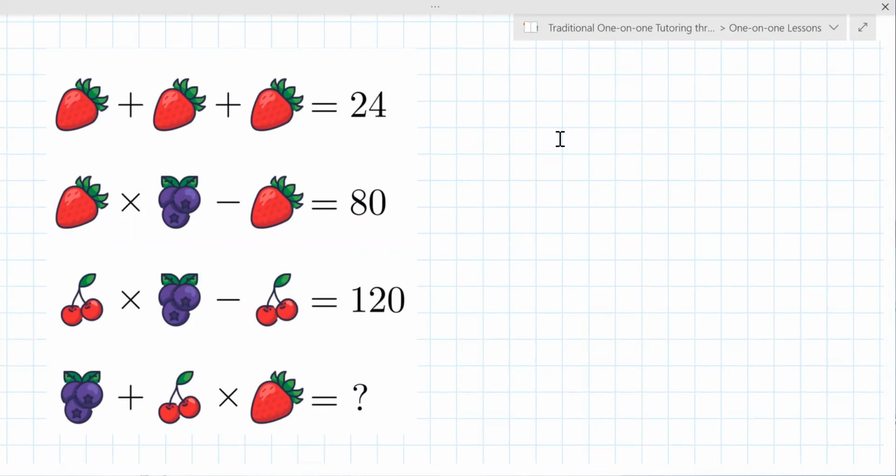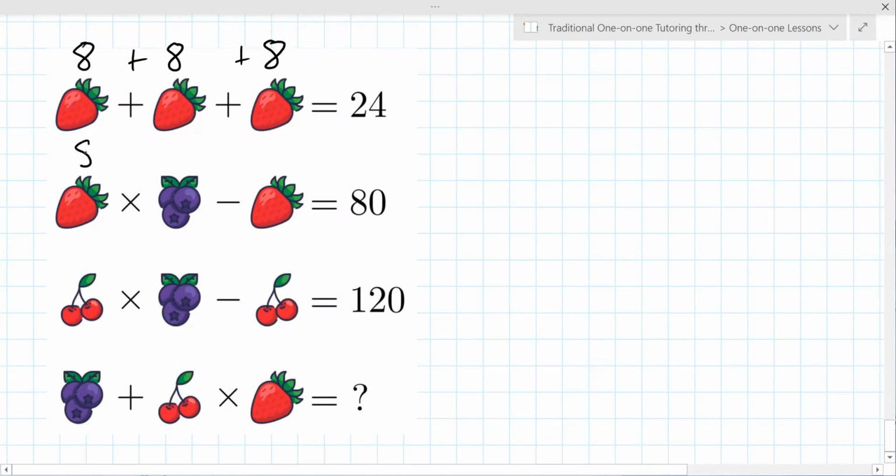Right. So this is actually a system of equations. It's something you might see later in this class, but it's in pictures. I think it's a little similar to the algebraic equations. So can you tell me what one strawberry is equal to in this first equation? It's going to be easy. It's 8 plus 8 plus 8. I think I've seen this before.